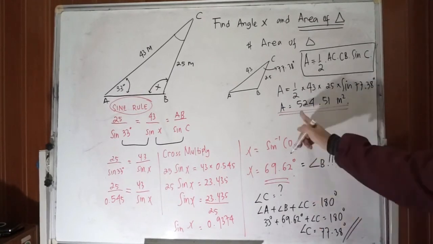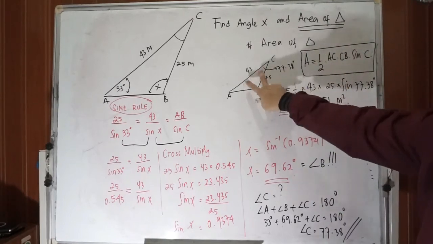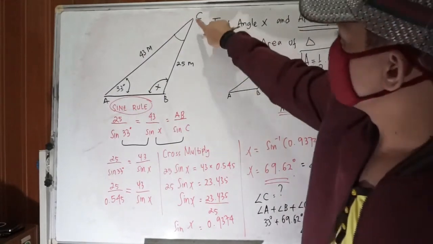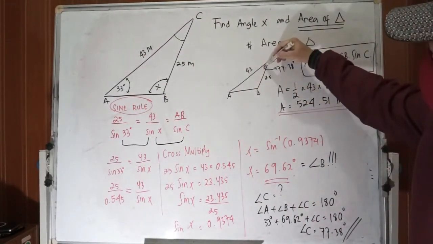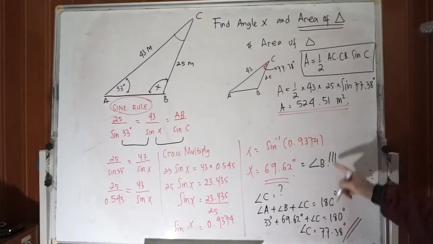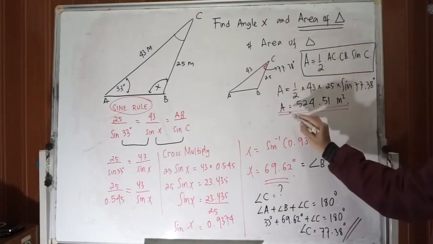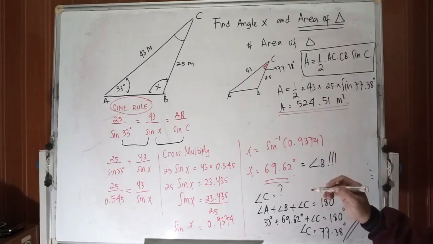The area of the triangle is a half times AC times CB times sine C. You got angle C as 77.38, just insert it into the formula, and then use your calculator, you will find the area is 524.51 meters square. That's very easy.